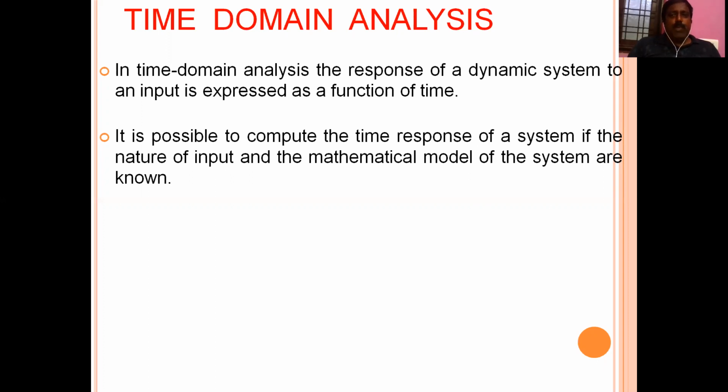In time domain analysis, the response of the dynamic system to a change in input is expressed as a function of time. It is possible to compute the time response of a system if the nature of the input and the mathematical model of the system are known. The response is the output of the system. So time response analysis is nothing but the variation of the output of the system with respect to time. With this time response analysis, we can study the stability of the system and the accuracy of the system.